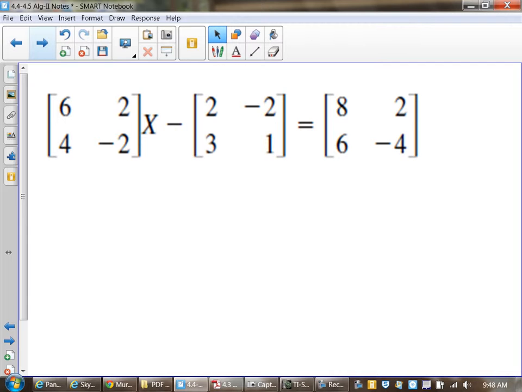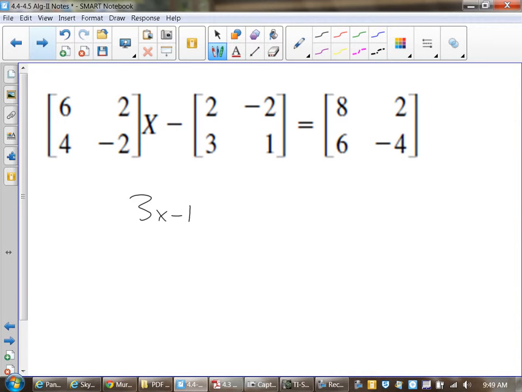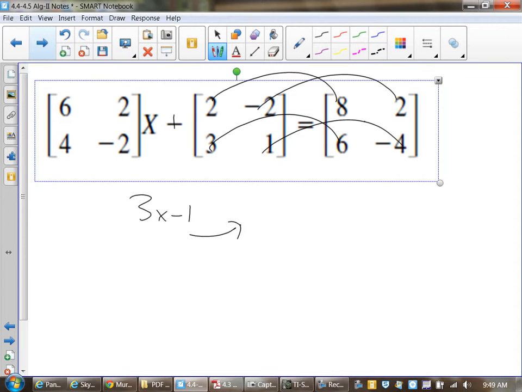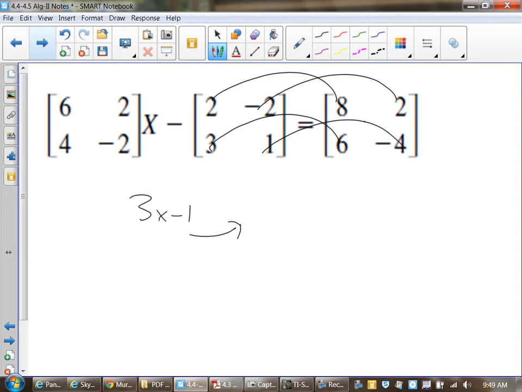So are we supposed to add them together and then take the inverse? No. Because if this was 3x minus 1, can you combine those? You have to add this one over there. So what you're doing is you're adding 2 plus 8, negative 2 plus 2, 3 plus 6, 1 plus negative 4. If this was an addition symbol, then you'd be subtracting those two. But take the inverse to that. It sounds like you're working backwards.